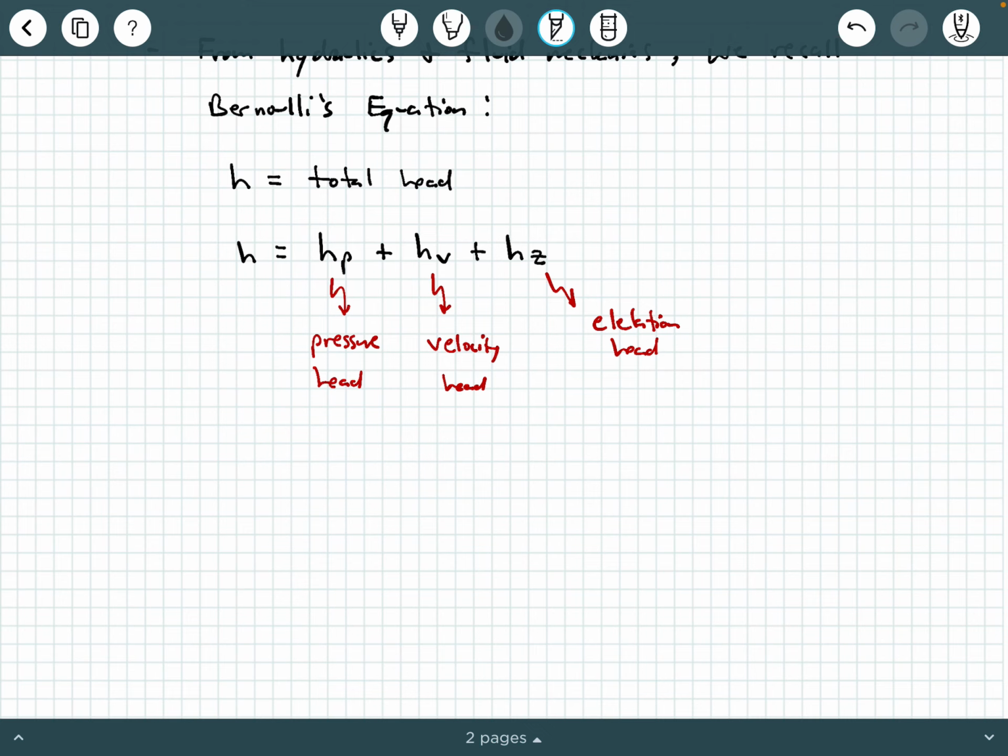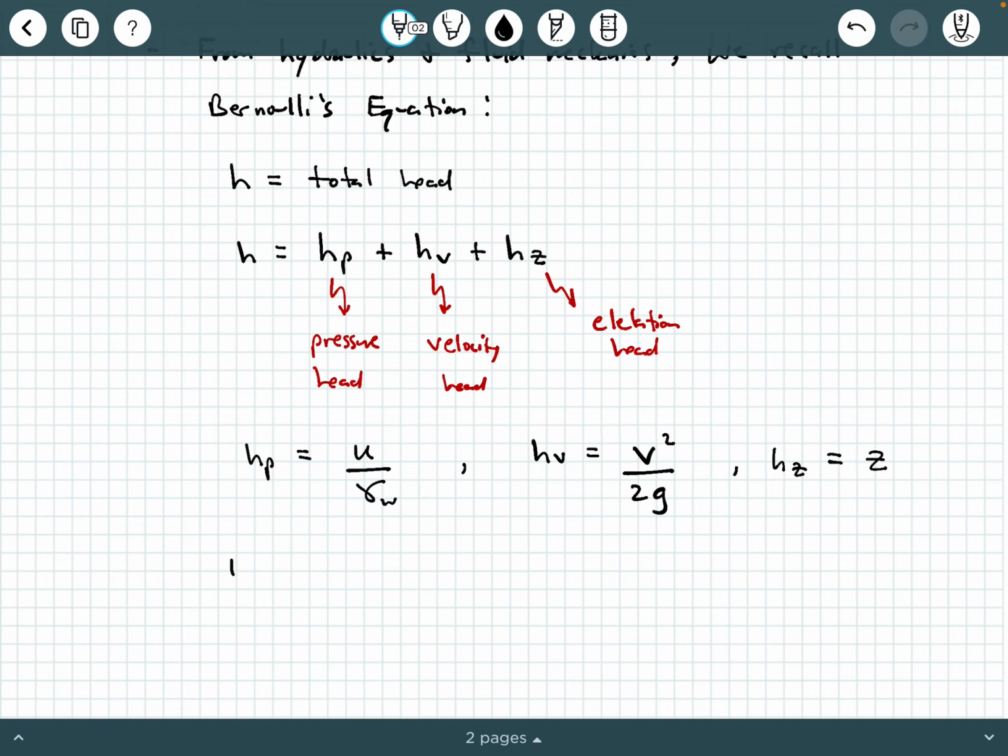Well, pressure head, H sub P, is equal to what's called pore water pressure, which we use the letter U to signify that, divided by the unit weight of water, okay? Velocity head, H sub V, is equal to velocity squared over 2 times acceleration due to gravity, so 2g. And then elevation head, H sub Z, is just equal to Z, which is an elevation.